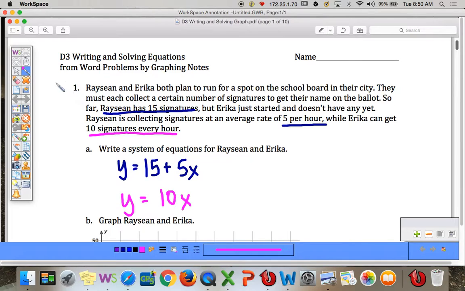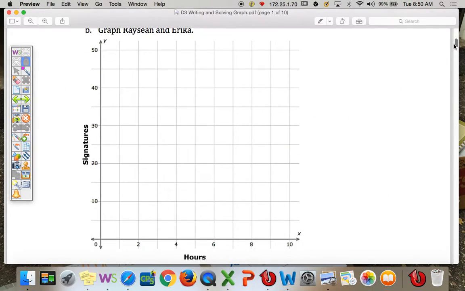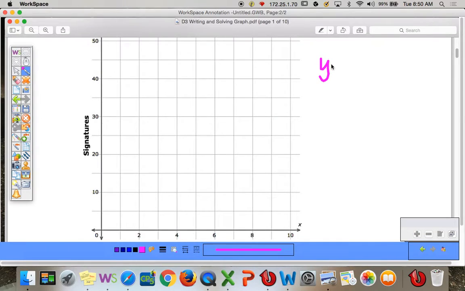So we're going to graph these on the same coordinate grid right here. I'm going to rewrite their equation. So again, Erica was y equals 10x. And Rayshawn's was, he started with 15, and he collected 5 every hour. All right, so let's start with Rayshawn. 15 is his y-intercept. He's collecting 5 every hour. So 1 hour, another 5, 1 hour, another 5. And I'm going to connect those with the line.